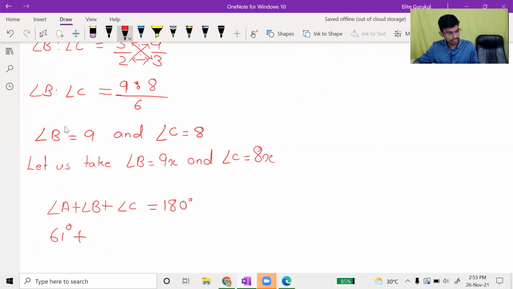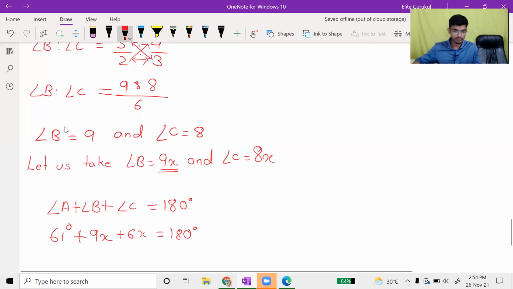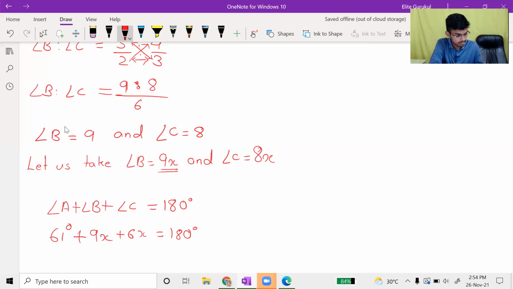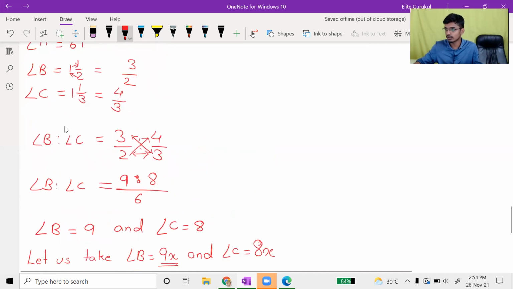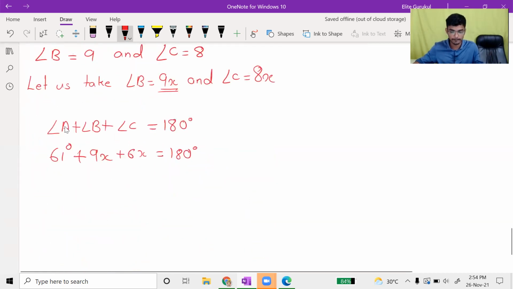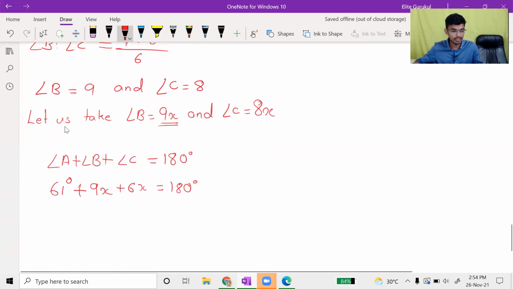61 degrees plus angle B, which is 9x, and angle C, which is 8x, is equal to 180 degrees. I hope you can solve from this point onwards. The completion of this sum will be from your side. Now tell me the answer.